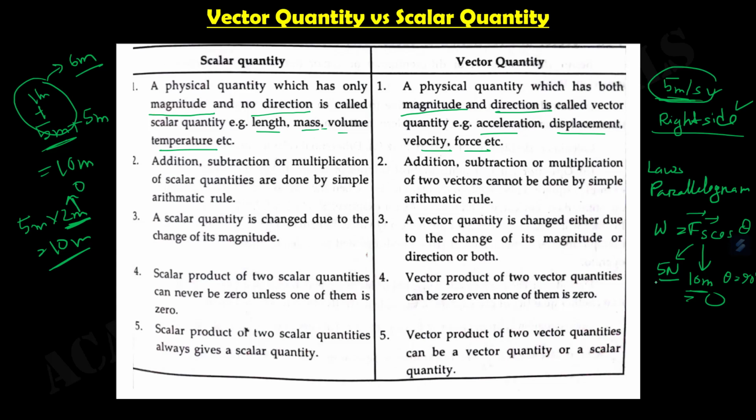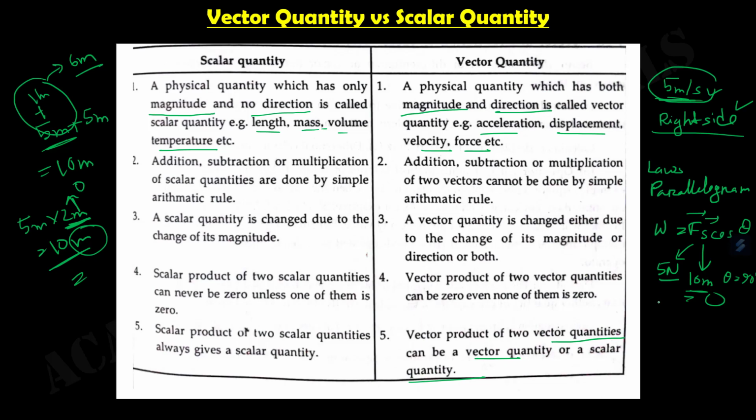The fifth one is that the product of two scalar quantities always gives a scalar quantity. Here I multiplied two quantities and got a new answer which is in meter squared, and which is also a scalar quantity. So the product of two scalar quantities always gives us a scalar quantity. But in case of vectors, the product of two vector quantities can be a vector quantity or a scalar quantity.